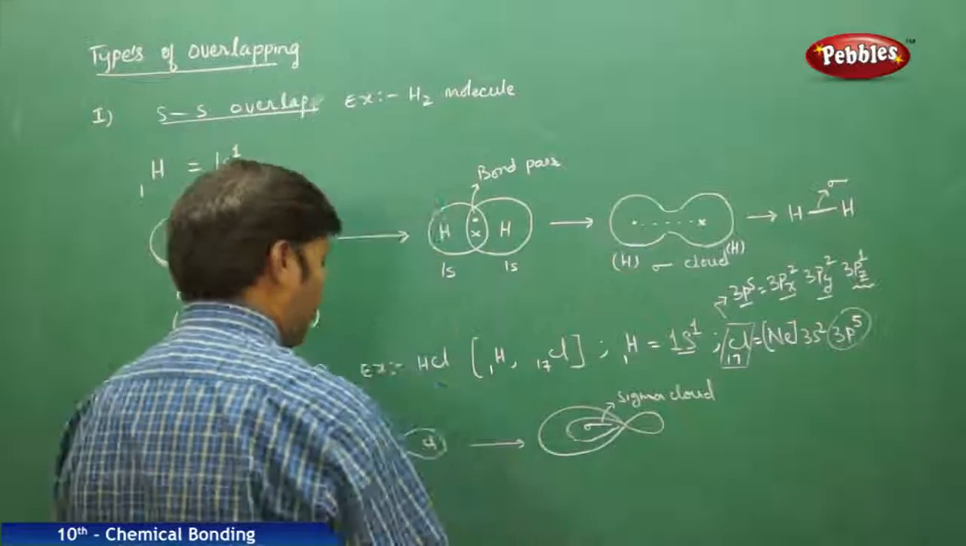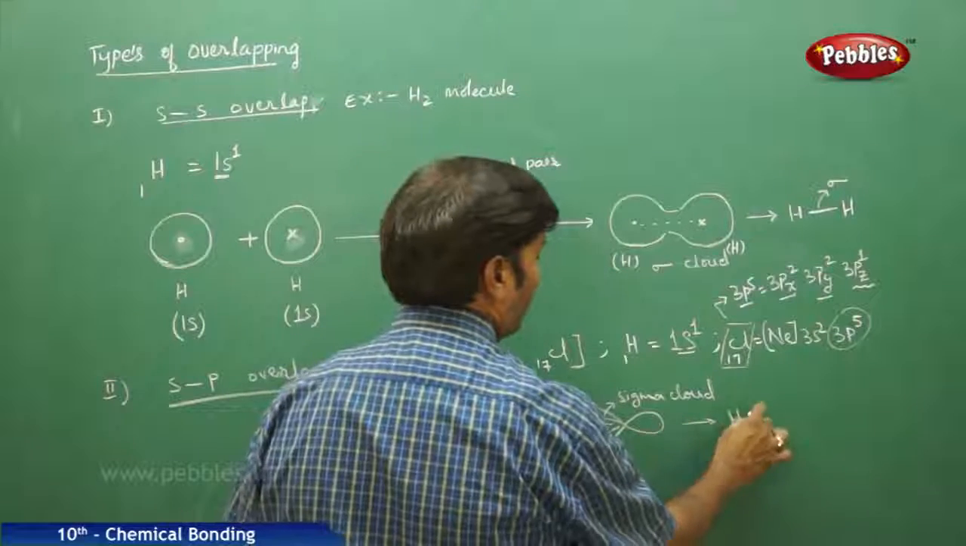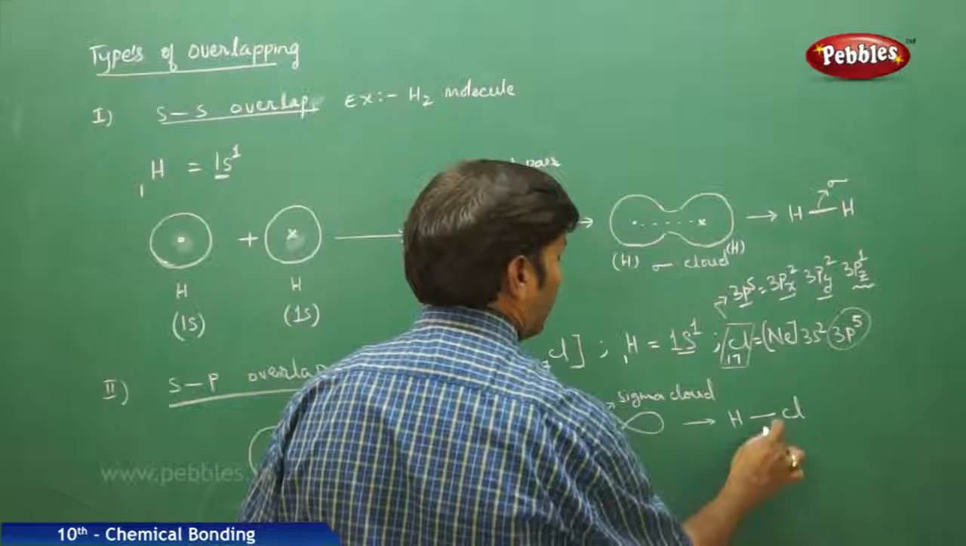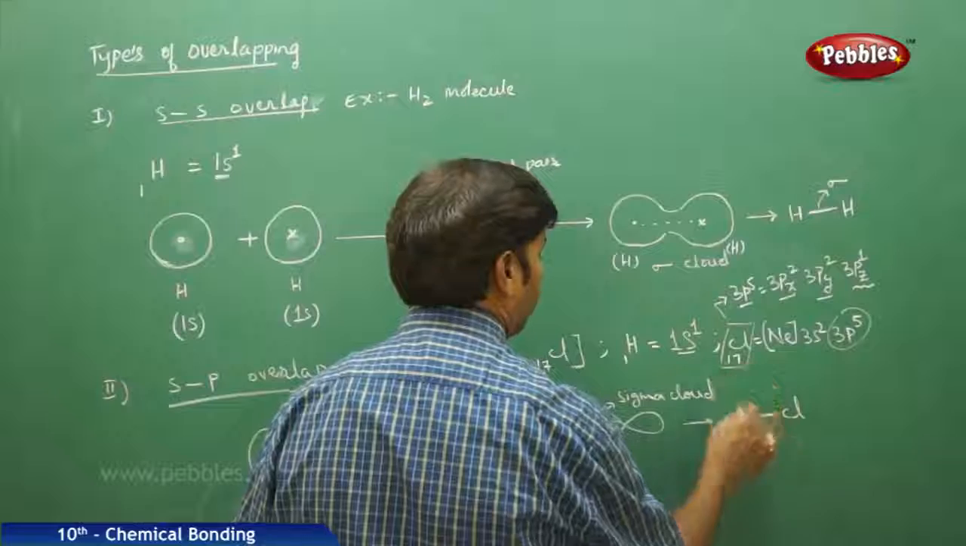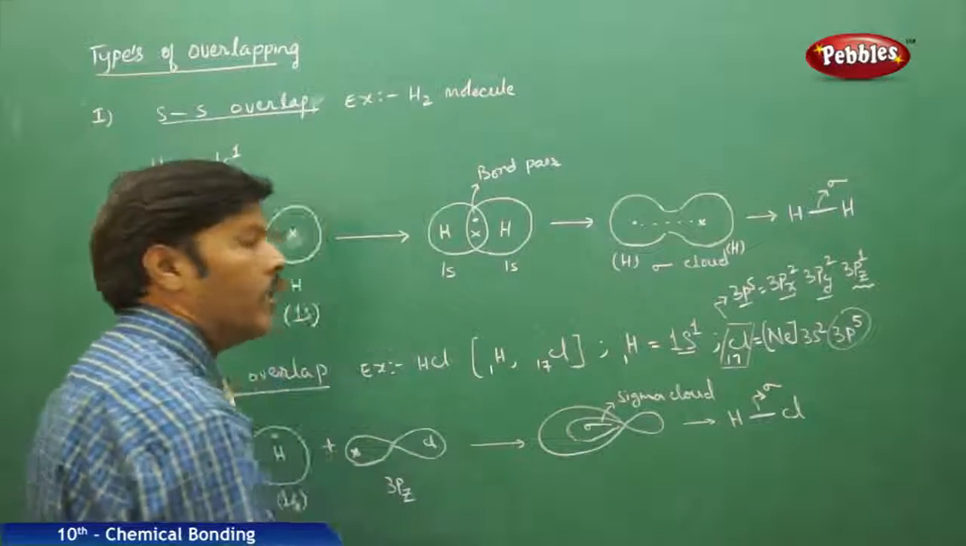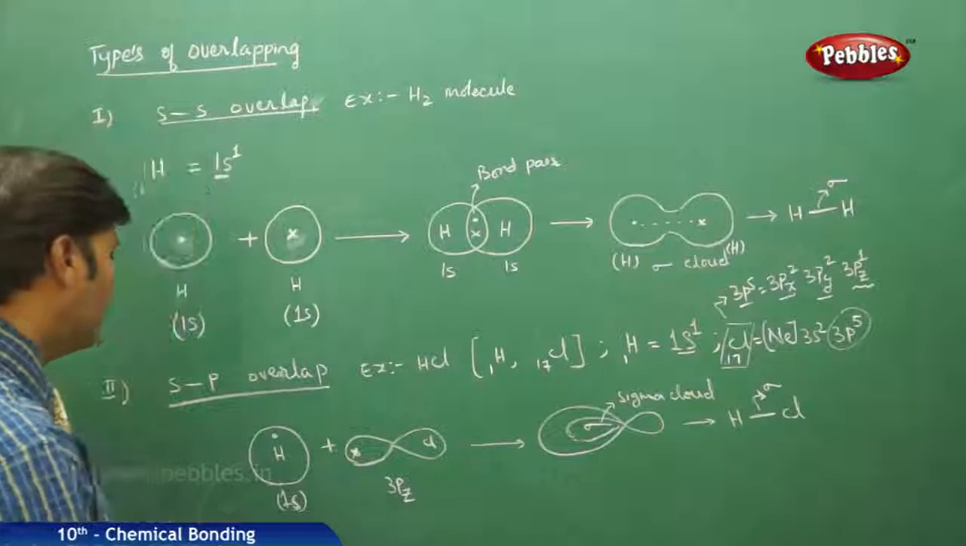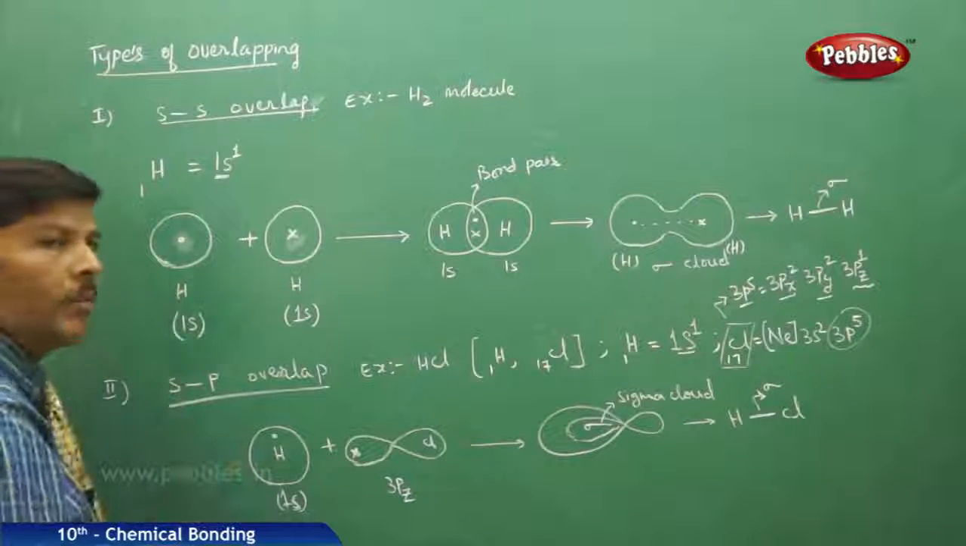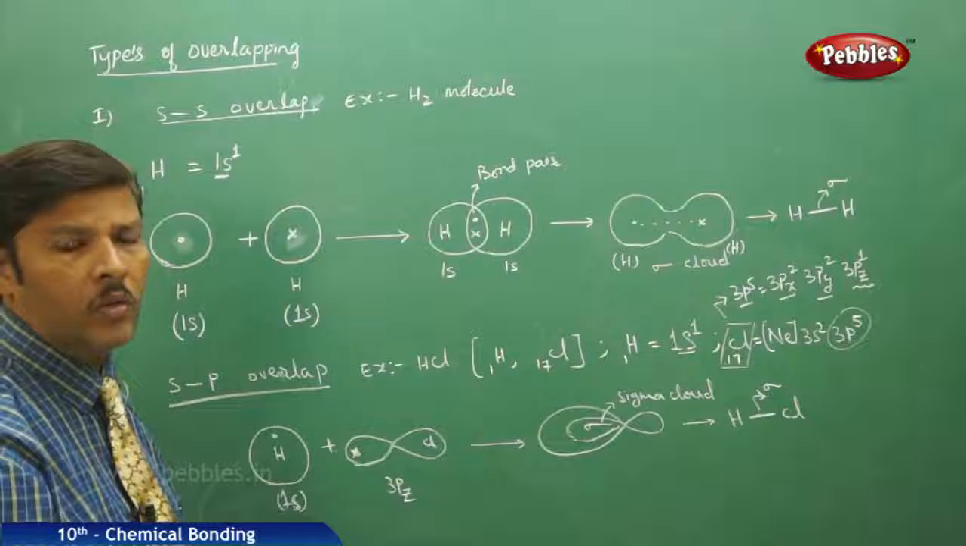Which is obtained. So therefore, finally, between hydrogen and chlorine, you find that there is a single bond. This single bond is nothing but the sigma bond. Single bond and sigma bond. So this is the type of overlap which we call sp overlap.